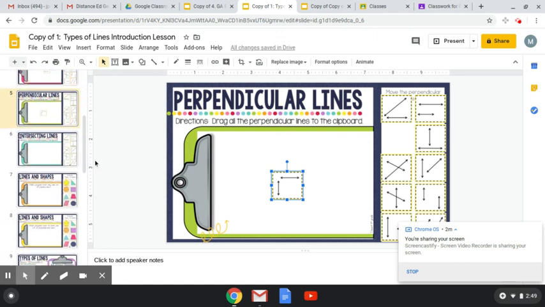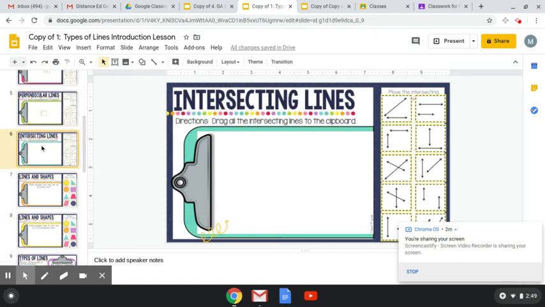If you scroll down, we're going to do the same thing with the intersecting lines. Since we went through some of these, I know this first one is an example of intersecting. If it continues on, they will meet at a point. You can stop there for today's lesson. The next part of it we will continue tomorrow.